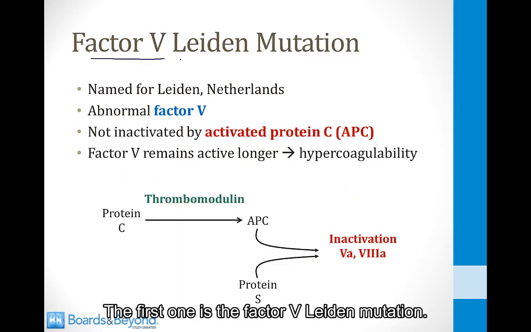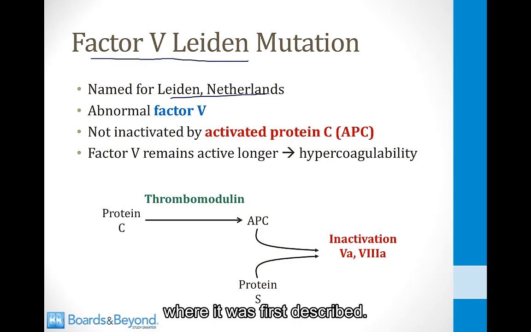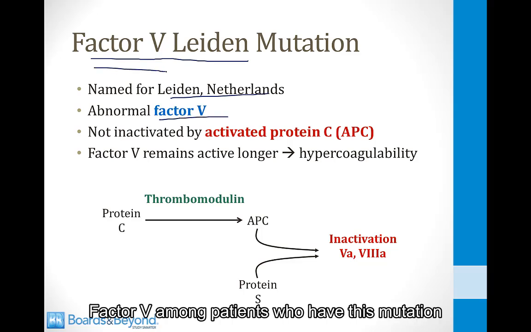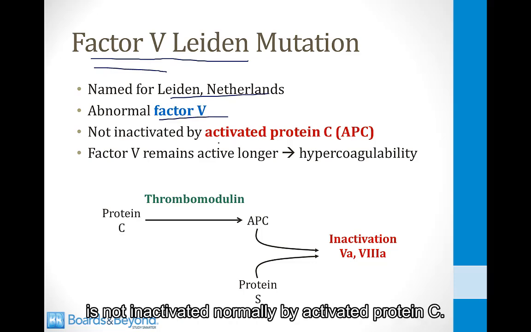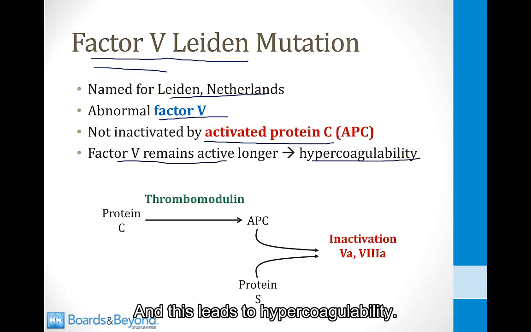The first one is the factor V Leiden mutation. It's named for Leiden in the Netherlands, where it was first described. This is an abnormal factor V, as the name implies. Factor V among patients who have this mutation is not inactivated normally by activated protein C. For this reason, factor V remains active longer, and this leads to hypercoagulability.